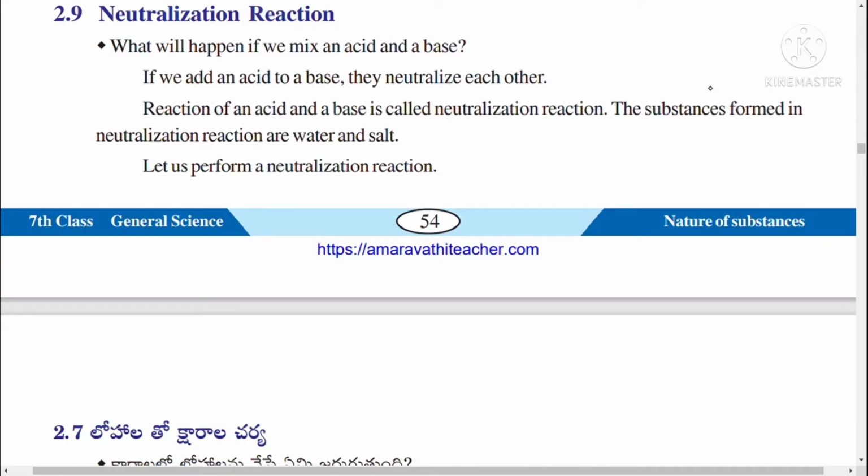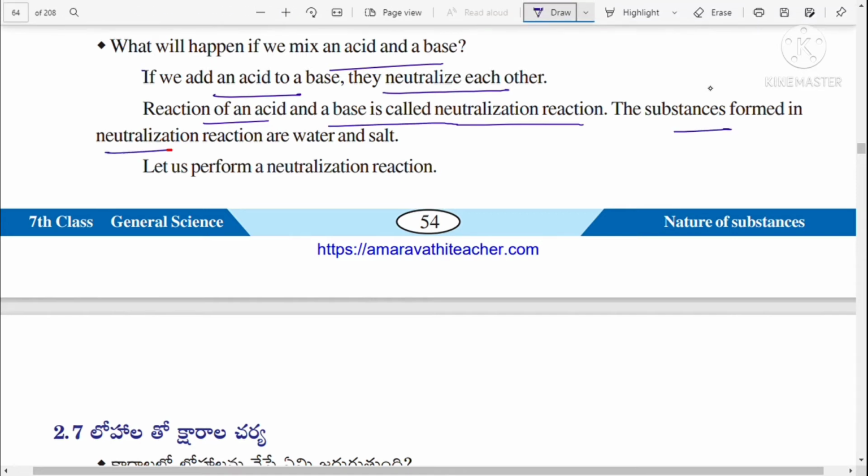Neutralization reaction. If you add an acid to a base, they neutralize each other. The reaction of an acid and a base is called a neutralization reaction. The substances formed in the neutralization reaction are water and salt. That means the acids react with the bases. It is a neutralization reaction. The substances formed in a neutralization reaction are water and salt.